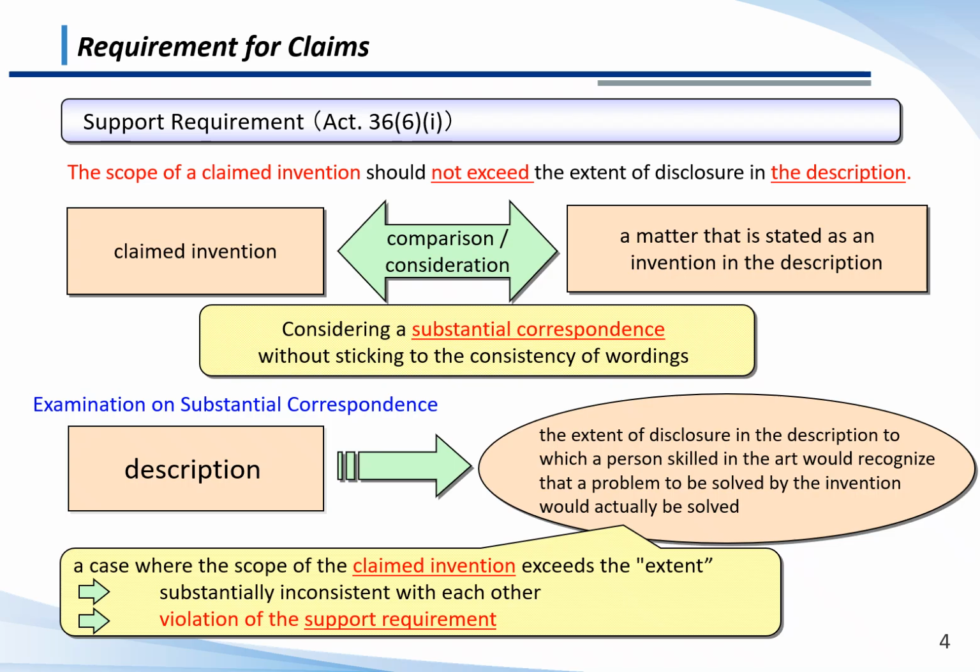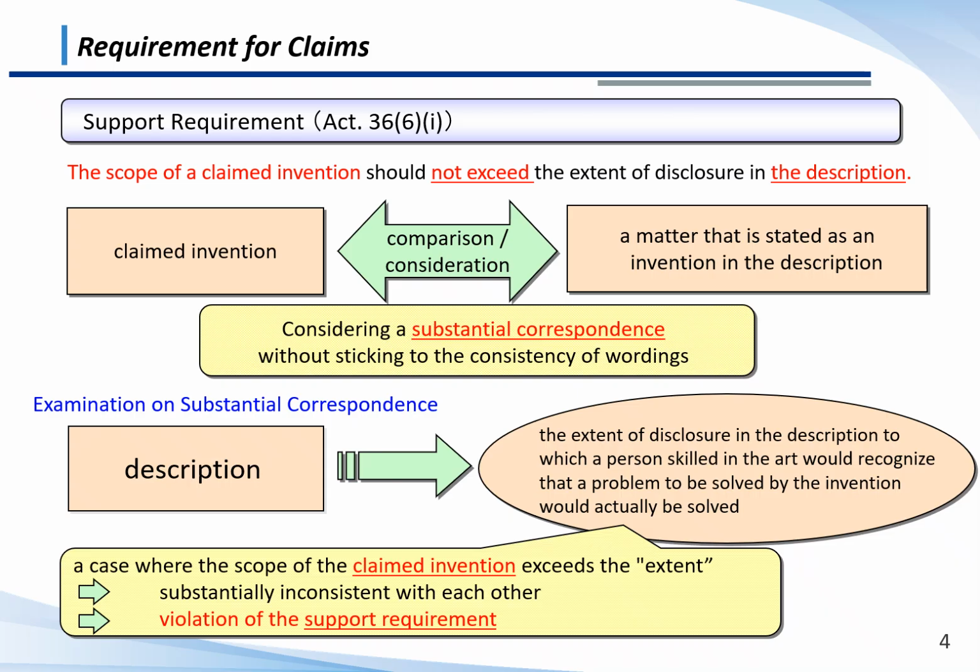Next, we will look at how the support requirement is determined for inventions of AI-related technologies. This determination is also conducted in accordance with the examination guidelines. The support requirement refers to the requirement that the scope of a claimed invention should not exceed the extent of disclosure in the description. This is because, if an invention not stated in the description is included in the scope of the claims, it would result in granting rights for an invention that has not been disclosed to the public.